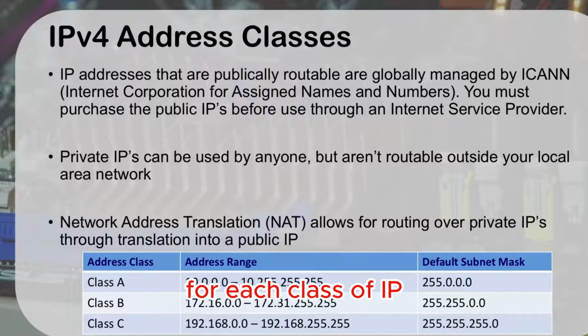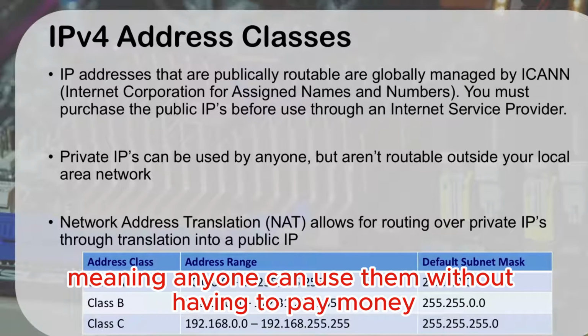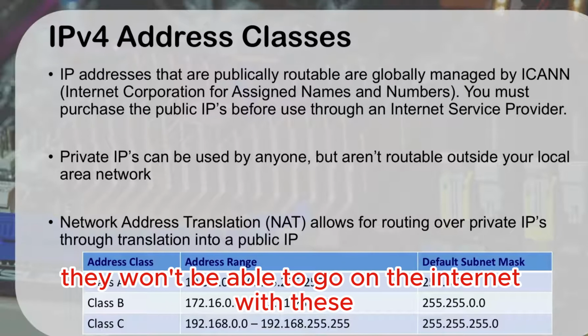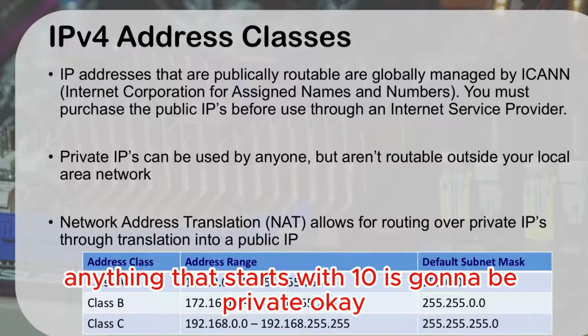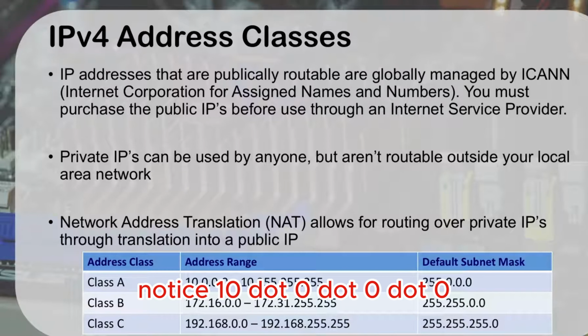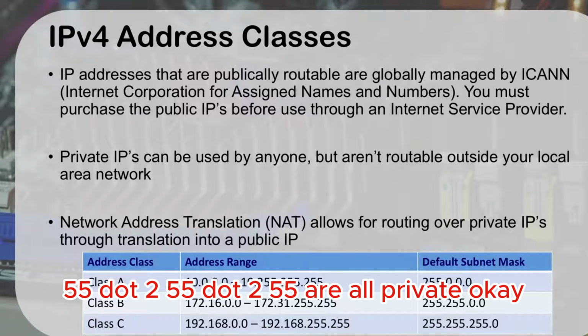For each class of IP, we have a range that's set aside that are private IPs, meaning anyone can use them without having to pay money. But again, they won't be able to go on the internet with these. So you have Class A. Anything that starts with 10 is going to be private. Okay, notice 10.0.0.0 all the way up through 10.255.255.255 are all private, okay?